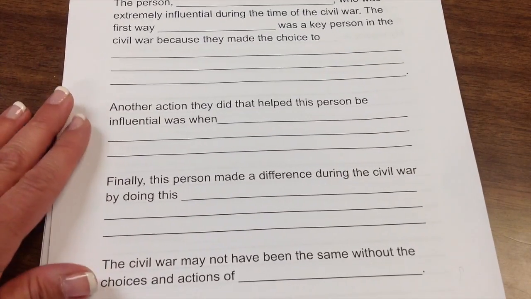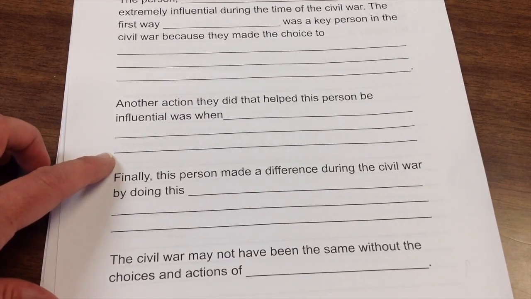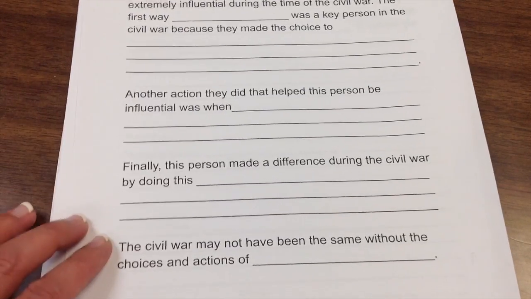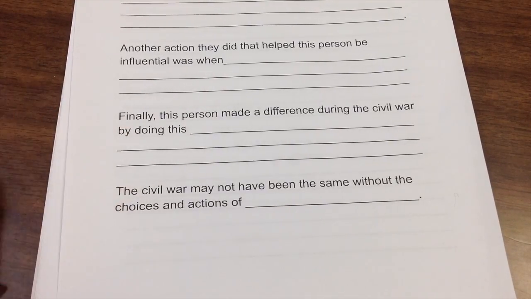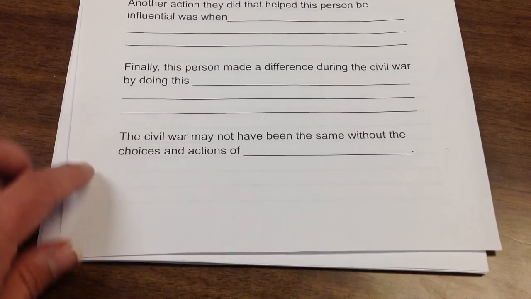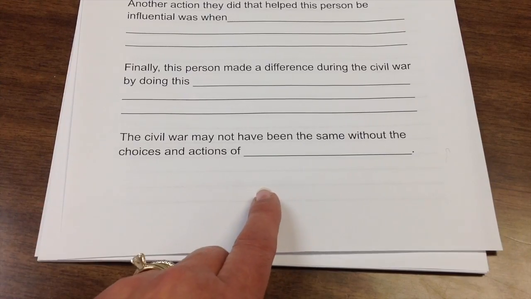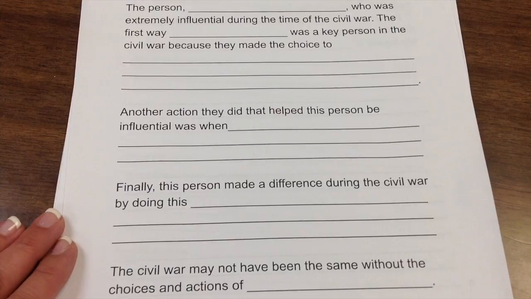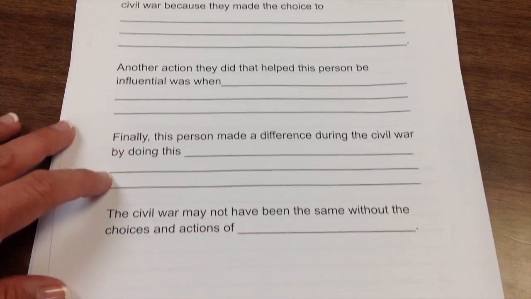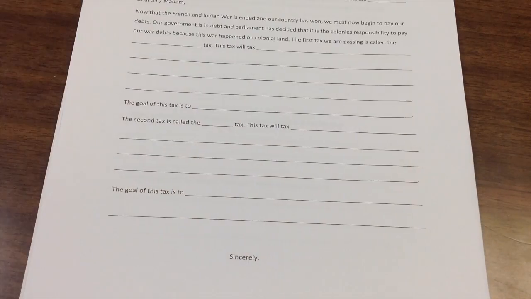Another action that they did that helped this person be influential was when, and then again providing some prompting there for them to fill it out. Again, modeling the use of a transition word like finally, this person made a difference during the Civil War by doing this. And then closing it up, the Civil War may not have been the same without the choices and actions of this person. So we're providing them with a topic sentence, we're providing them with some transitional phrases, and then giving them that final concluding sentence to help them out.